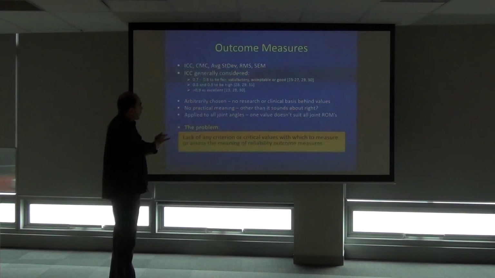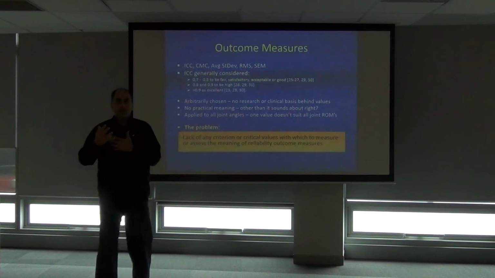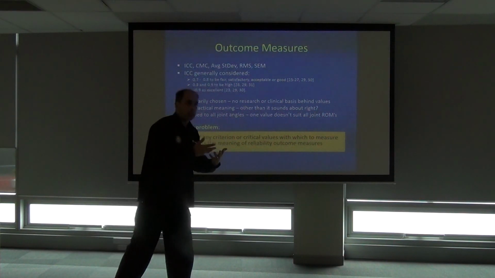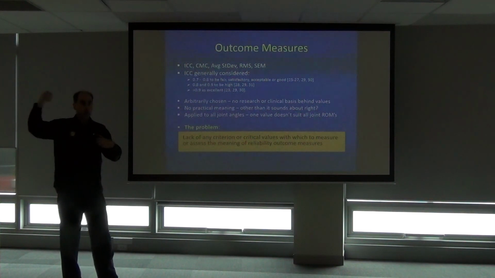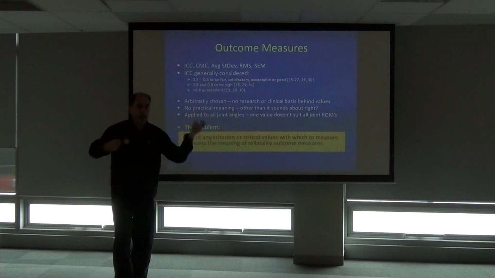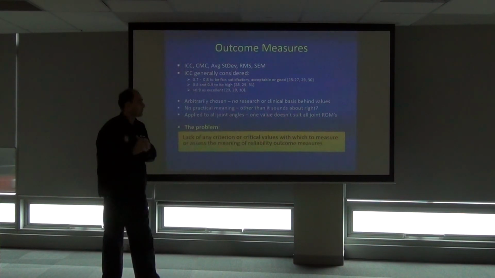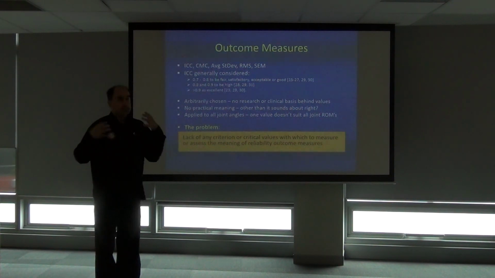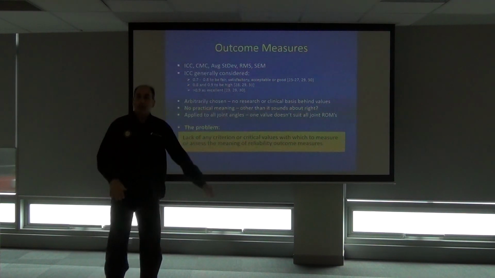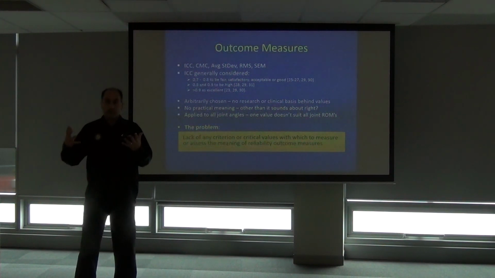So I've got a wide range of joint angles, all needing specific correlations. So a correlation on one joint angle cannot be compared to a correlation on another because of the wide variability in the joint ranges of motion. We'll see a bit more on this later. The problem is the lack of any criterion or critical values in the literature to measure reliability outcome measures. Okay?